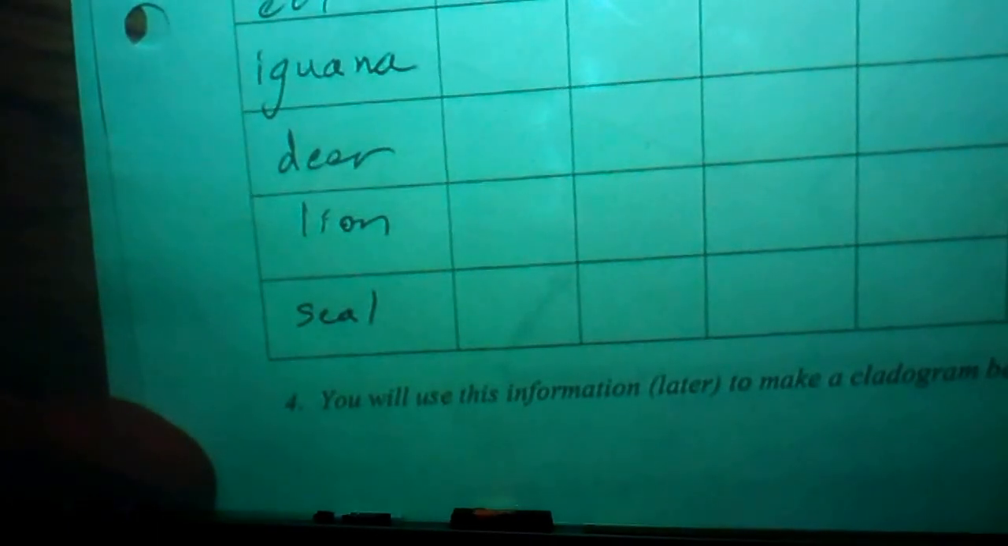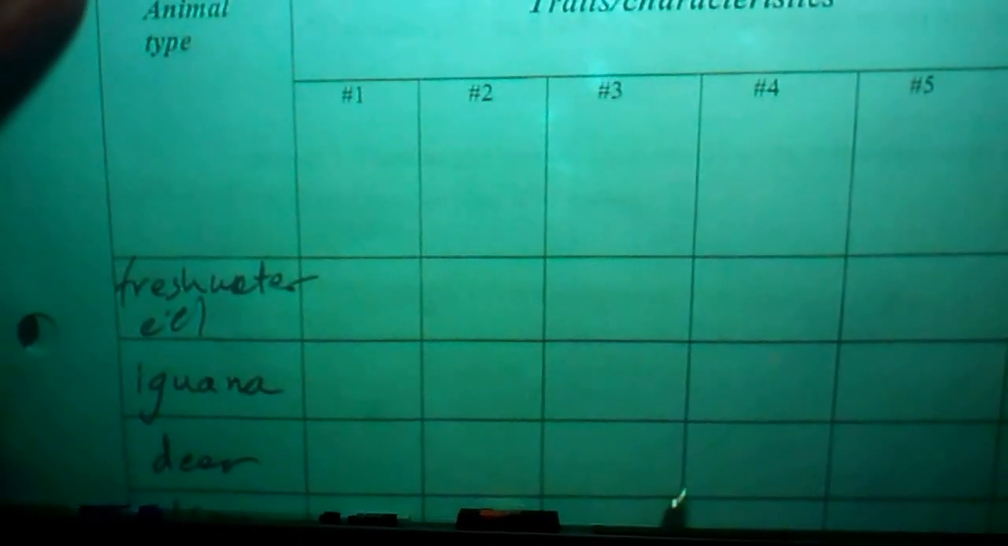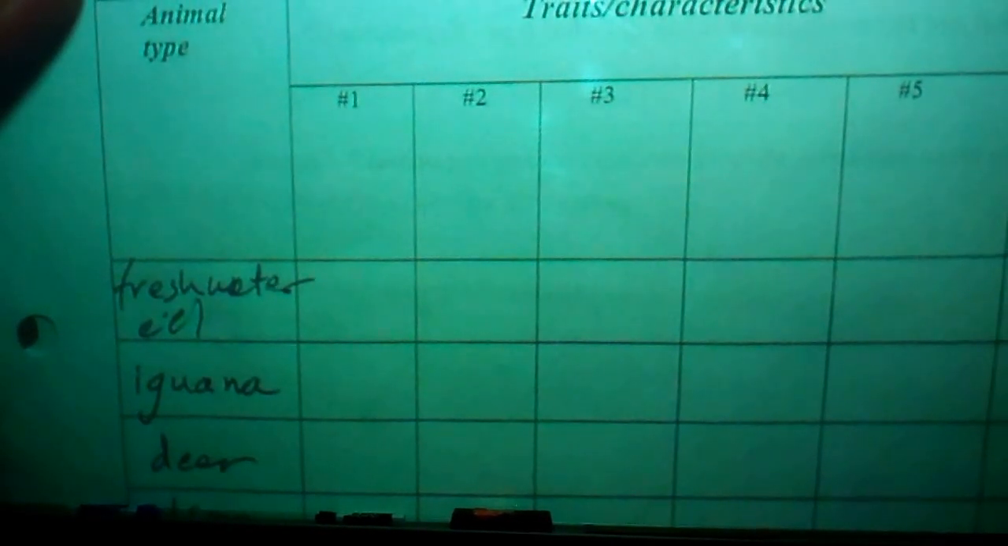And these are some animals we just came up with, and they work pretty well for this explanation, just so you can get it. An iguana, a deer, a lion, and a seal. All right. So along the top part is where we have our characteristics or our traits. So we have to come up with traits and characteristics that will not only help us to establish the phylogeny, but also help to establish outgroups and how the phylogeny breaks up.